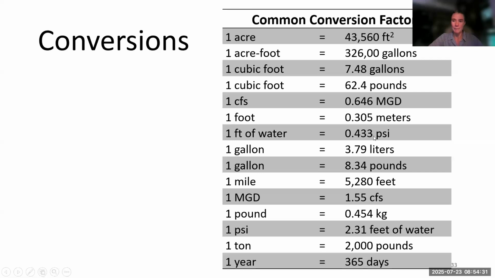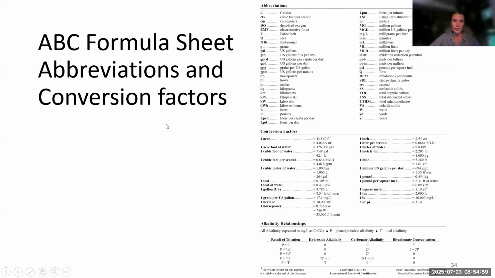It's helpful to know that 1 foot of water is 0.433 psi, which means pounds per square inch. That's a pressure measurement. We'll get more into that in later classes, but just keep that in the back of your mind. Those are in your formula sheet. When you're doing conversions from one unit to another, it's really good to have those conversion factors because they give you a little edge in solving those equations. So again, the ABC formula sheet has those abbreviations written out and the conversion factors for them, which is super helpful. Make sure that you're familiar with them and using them on your exam.